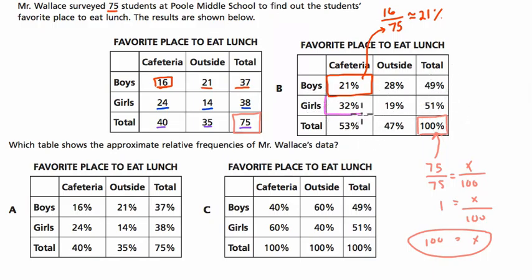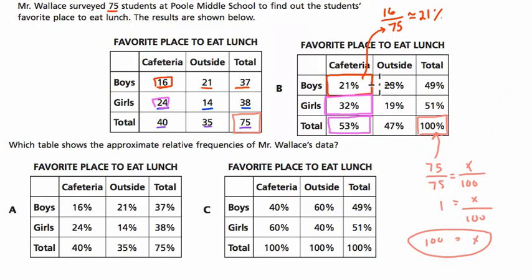Over here in this spot, let's talk about why there's 32%. Well, there are 24 girls who prefer the cafeteria, and 24 out of 75 total is 32%. And then over here, notice that we can just add these two percentages to get 53%, because 53% of the total population prefers the cafeteria. So it's nice that we can just add these two values.